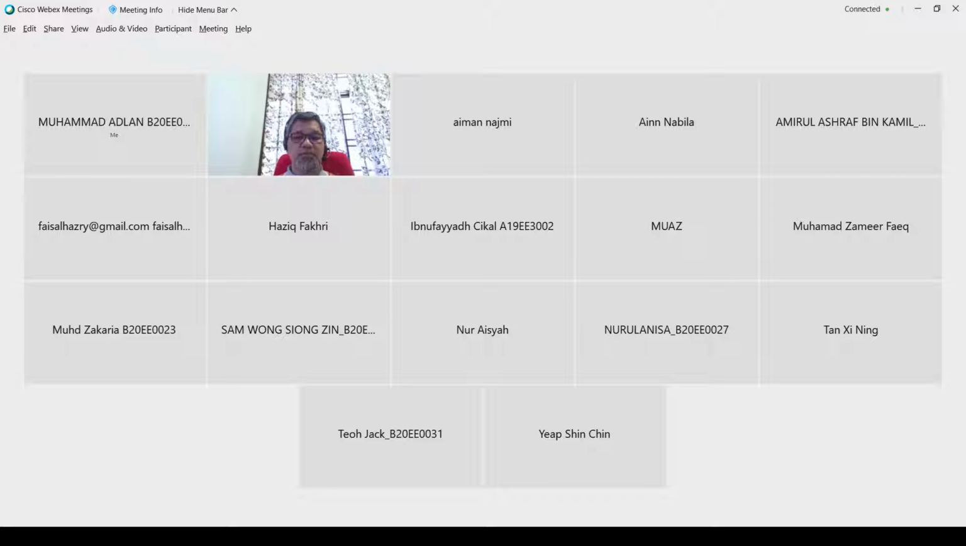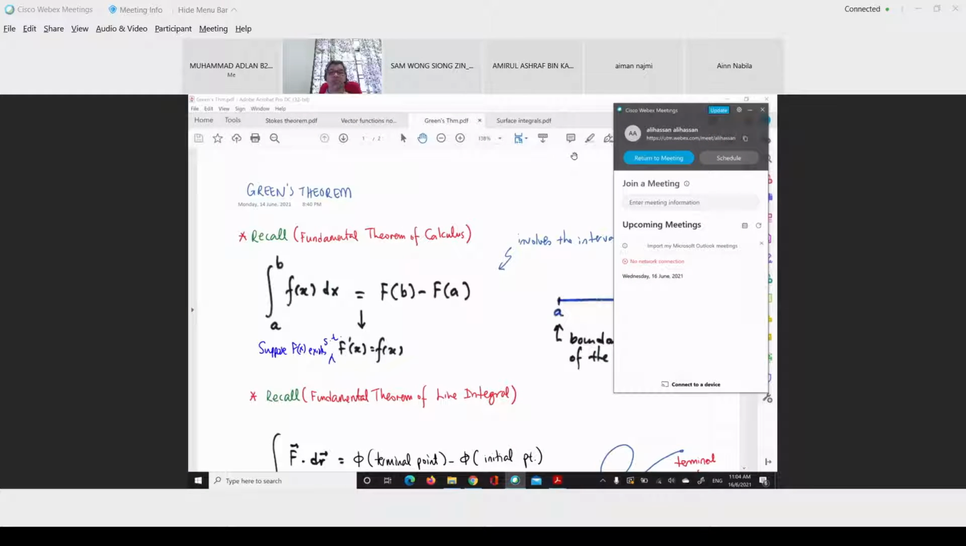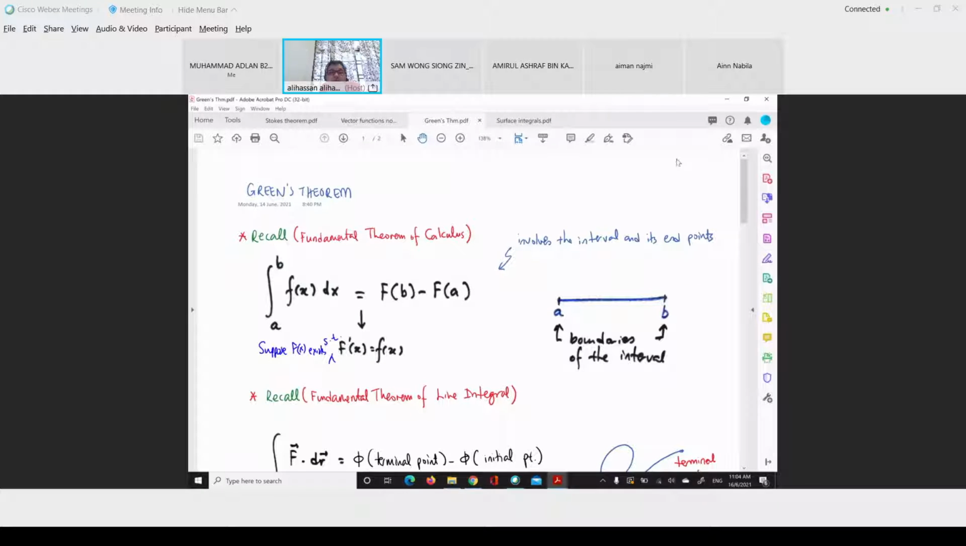Now I want to share my computer screen. Okay, can you see this computer screen I'm sharing with you? Yes, Doctor. Okay, thank you.